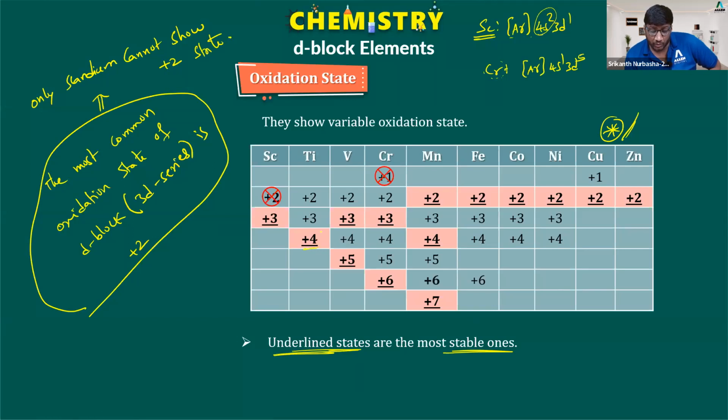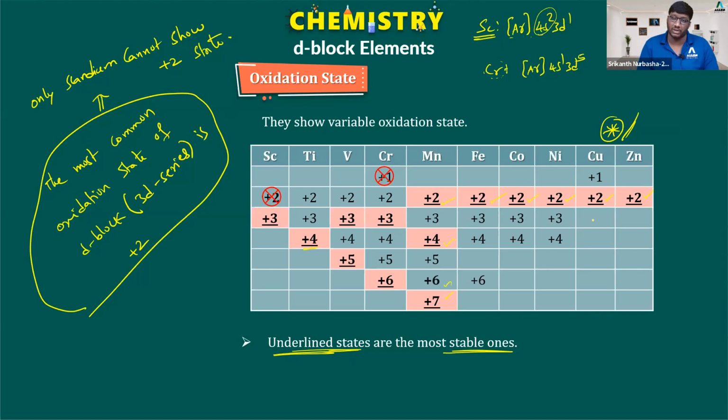Titanium plus 4, vanadium plus 3 and plus 5, chromium plus 3 and plus 6, manganese will show plus 2, plus 4, plus 6 and plus 7, iron plus 2, cobalt plus 2, nickel plus 2, copper plus 2, zinc plus 2.